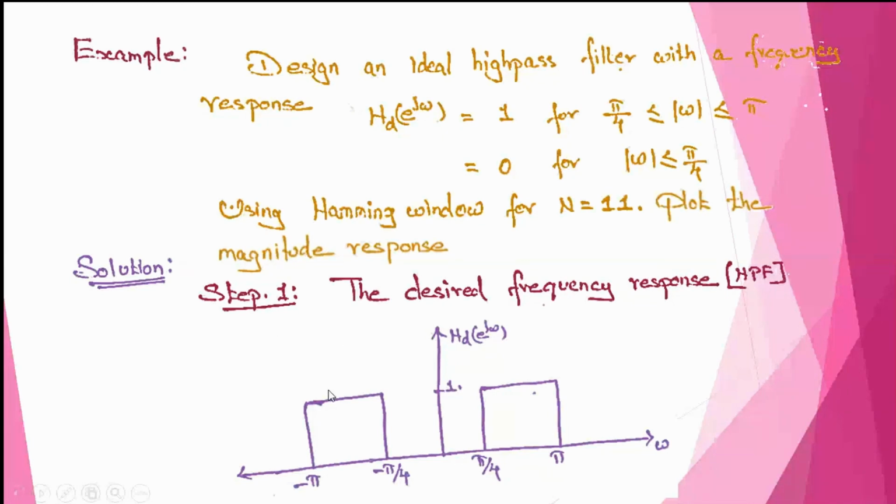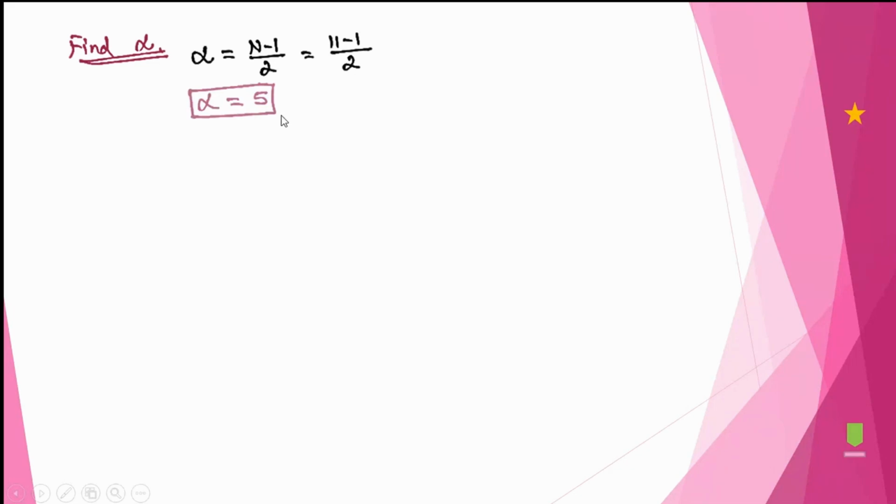Next, we determine alpha. What is the formula to determine alpha? Alpha is equal to (N minus 1) divided by 2. What is our N? N is given as 11. So (11 minus 1) divided by 2 gives the alpha value of 5. That is the center value. So alpha is equal to 5.